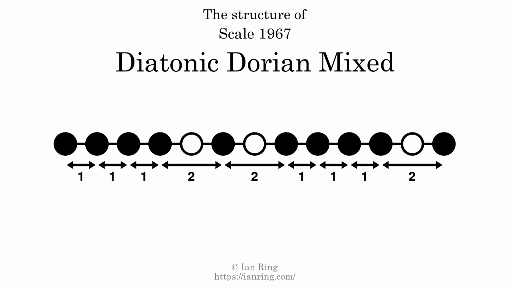The structure of a scale is a description of the interval distance between each successive tone. This scale has a structure of 1 1 1 2 2 1 1 1 2.